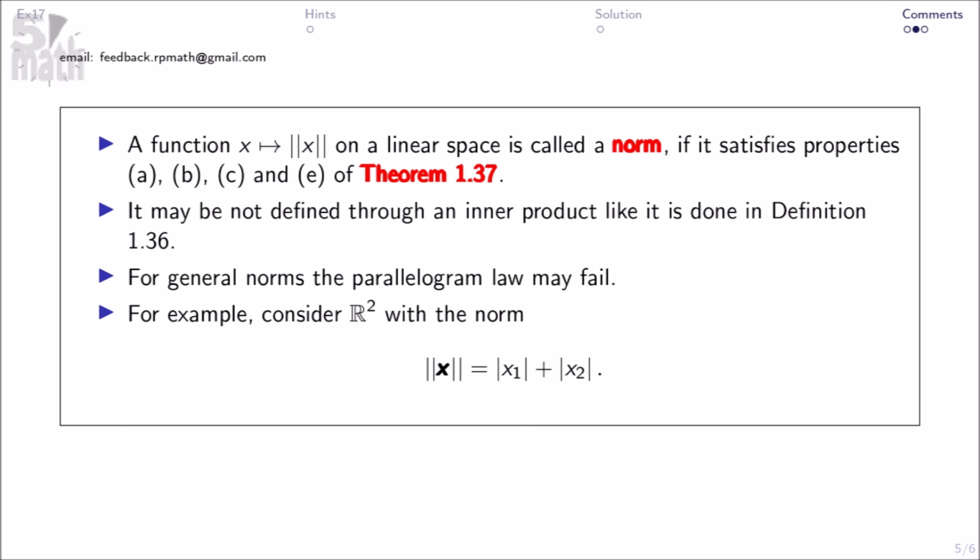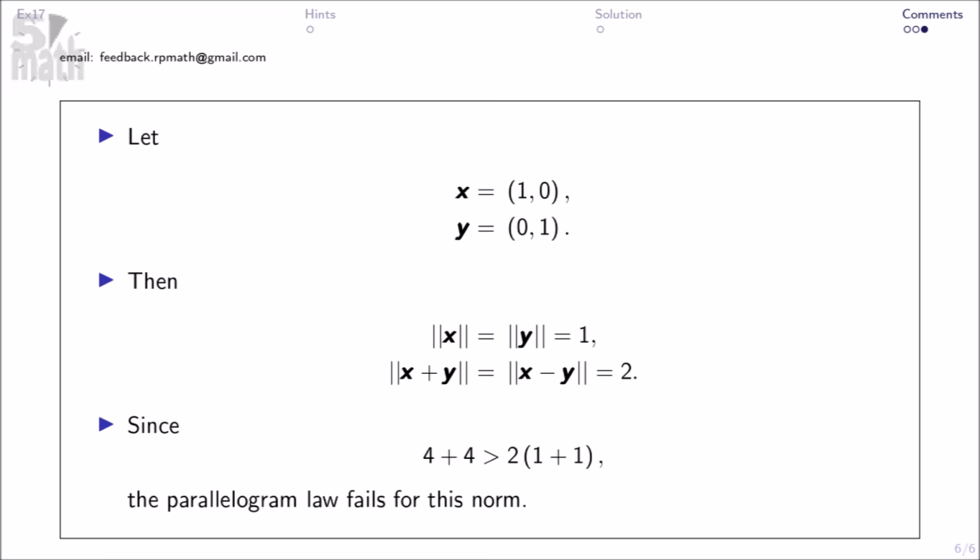For example, consider R² with the norm ‖x‖ = |x1| + |x2|. Let x = (1, 0), y = (0, 1). Then ‖x‖ = ‖y‖ = 1. ‖x + y‖ = ‖x − y‖ = 2. Since 4 + 4 > 2(1 + 1), the parallelogram law fails for this norm.